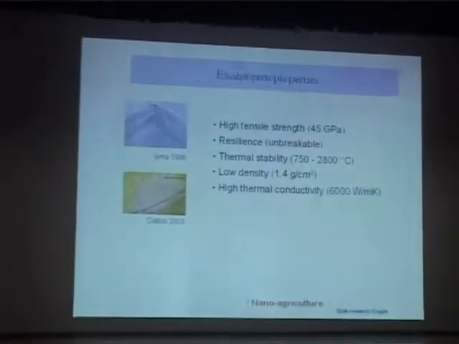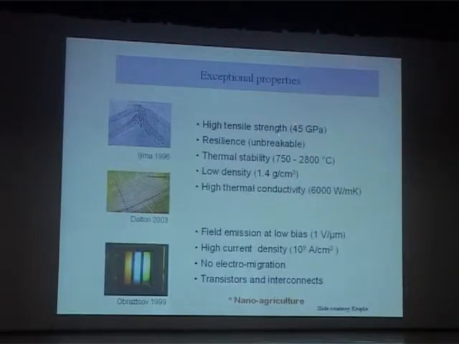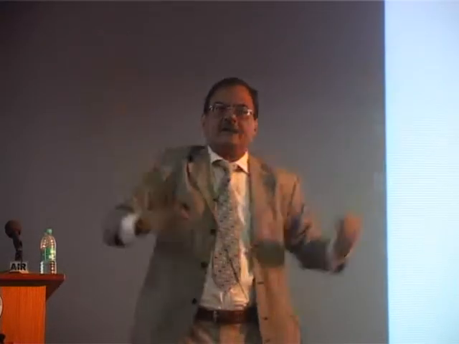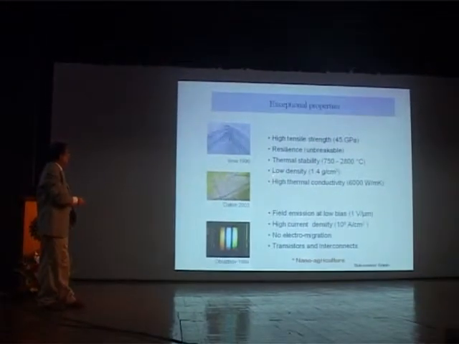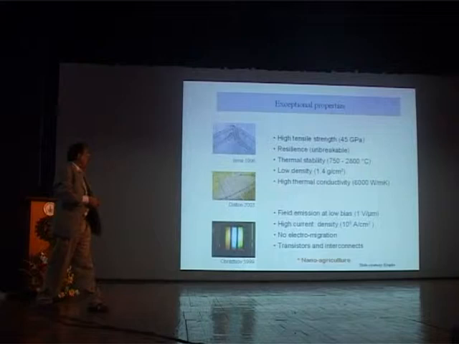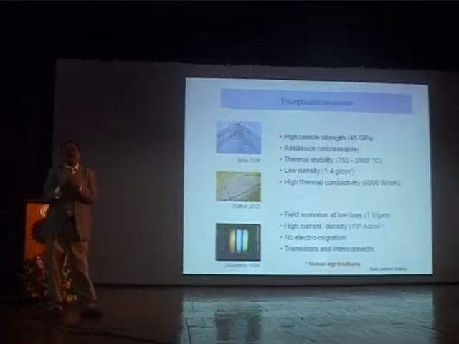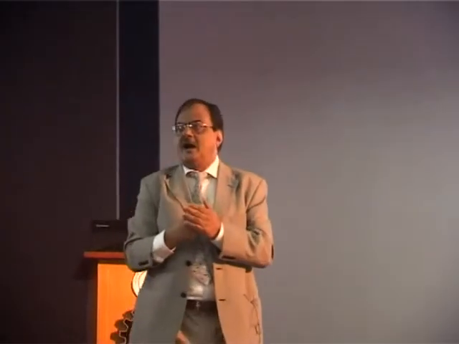Now these nanotubes have exceptional properties. Many of them, this is a very small catalog, they have high tensile strength. They do not break even if you bend them, like you take a bamboo of a nanotube, you bend it to 160 degrees, you release it, they recover. A completely remarkable resilience. Thermal stability is large, high thermal conductivity, field emission at low bias because they have high aspect ratio, and high current density they can support. And that is the reason that the interconnects in the semiconducting industry are being thought of, and are already at a very advanced stage, to be made from carbon nanotubes.